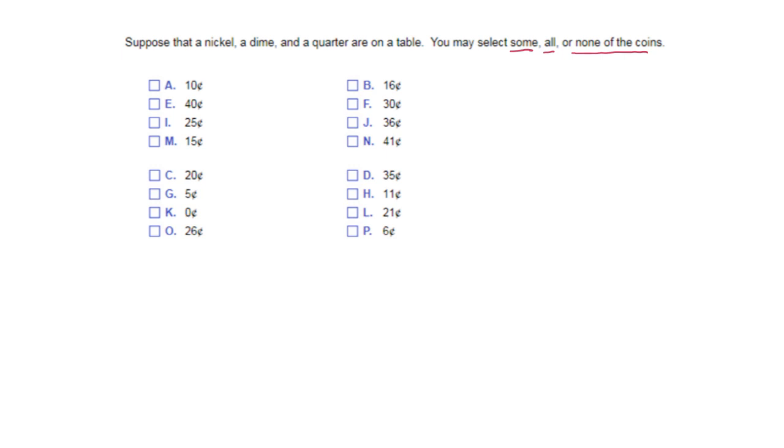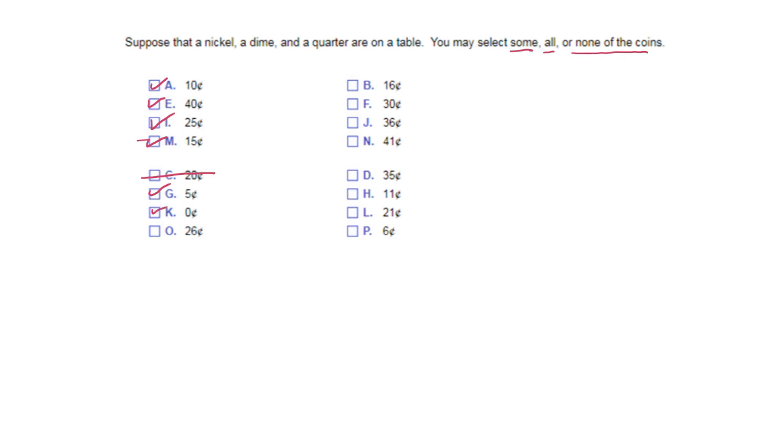So a dime is 10 cents, so we can create the 10 cents. Can we create 40 cents? Sure we can. We have the quarter plus the nickel plus the dime will give us 40. 25 cents would be the quarter. 15 cents would be the nickel and dime. So what we're doing is seeing which ones we can add together to create this certain amount of money. 20 cents, I cannot create 20 cents. So that one I'm not going to look at. 5 cents would be just the nickel. 0 cents, remember it said we could select none.